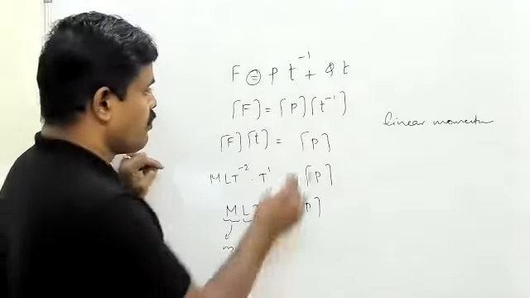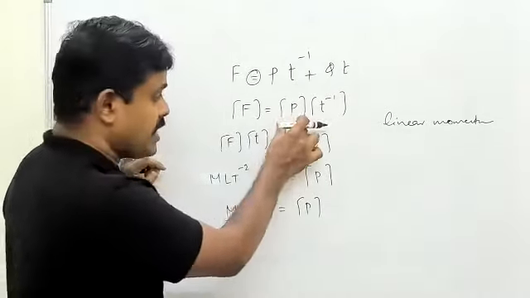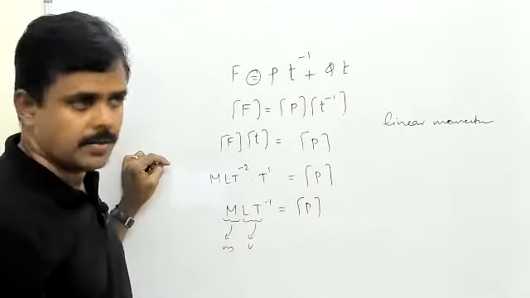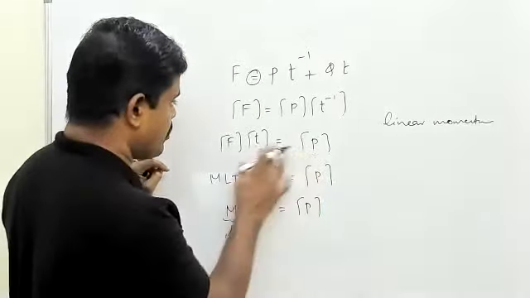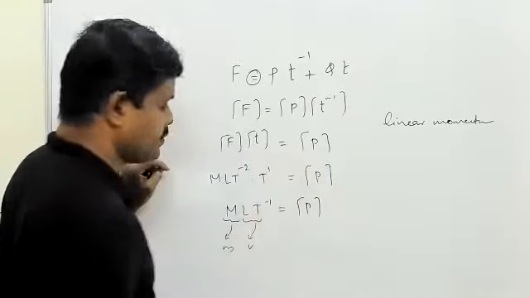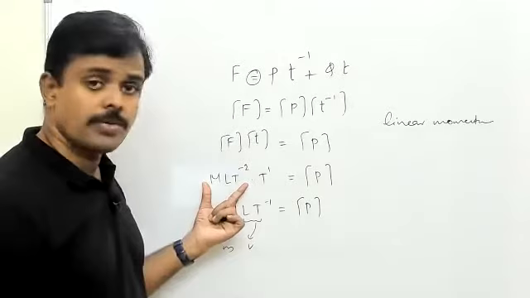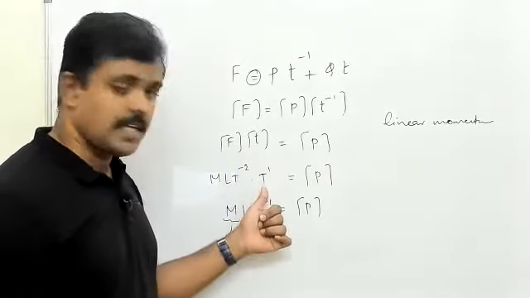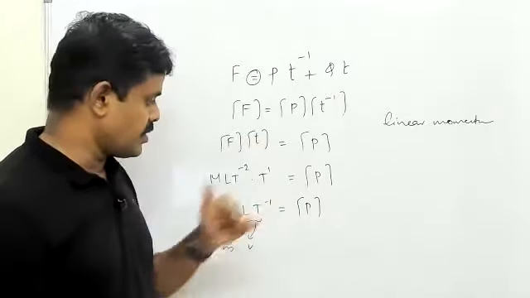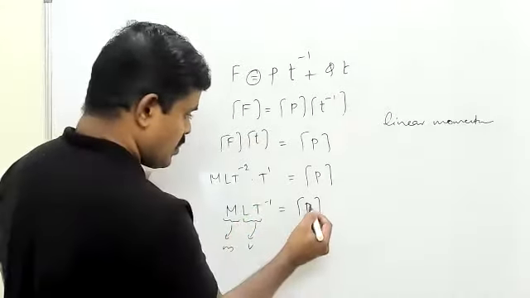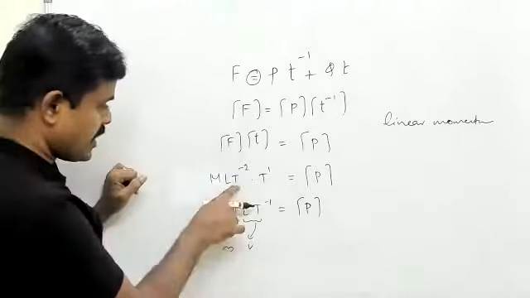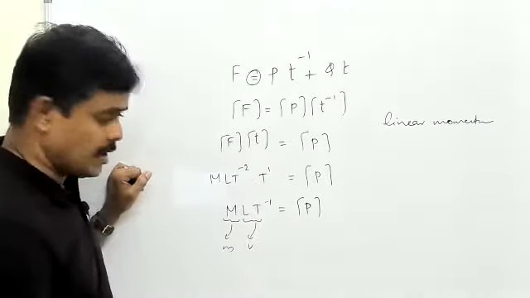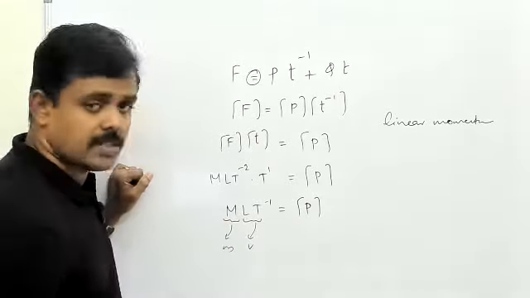If I keep P alone on the left side, T raised to -1 goes to the left side. It is T raised to +1. So dimension of P is equal to dimension of force into dimension of T. What are the dimensions of force? M, L, T raised to -2. And time is T. So dimension of P is equal to what then? T raised to -2 and T raised to 1 cancel. It is T raised to -1. You get mLT raised to -1.